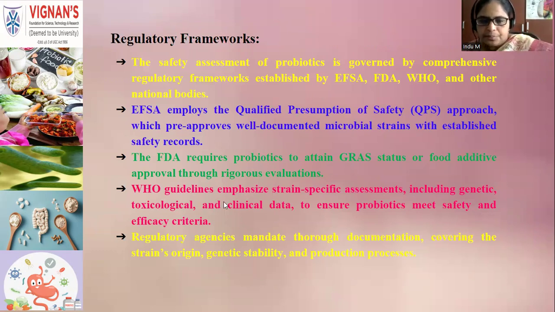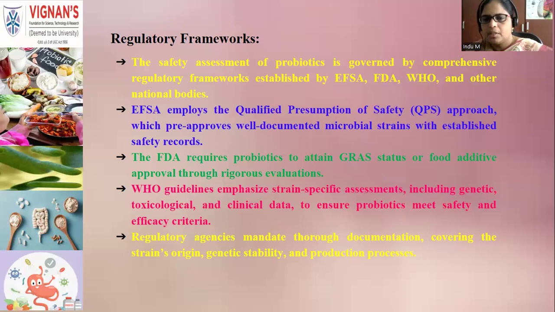WHO guidelines emphasize strain-specific assessments, including genetic, toxicological, and clinical data, to ensure probiotics meet the safety and efficacy criteria. Regulatory agencies mandate thorough documentation covering the strain's origin, genetic stability, and production processes. These are the various activities of the regulating bodies. They identify these parameters and assess the probiotic safety of the strain, and finally they provide the approval.